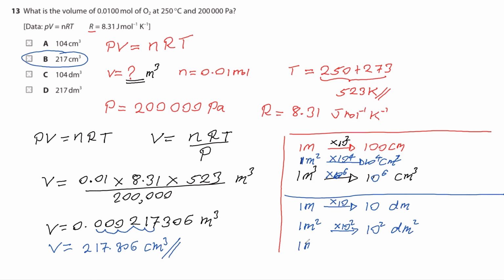How am I going to do it for cubic meter into cubic decimeter? Then it will be 10 times 10 times 10, that means 10 to the power 3. That means you have to multiply by 1000. That's how you get these volume conversions, right? So here it's 10 to the power 3. So the answer is 217 cubic centimeters. So our answer is B.